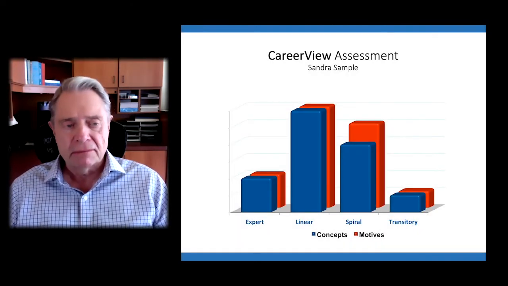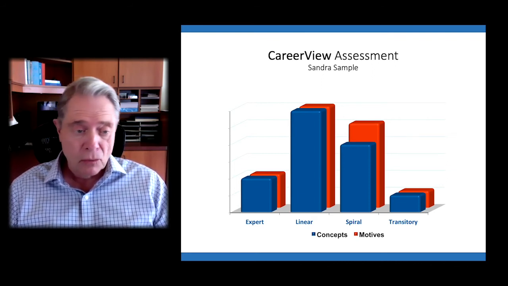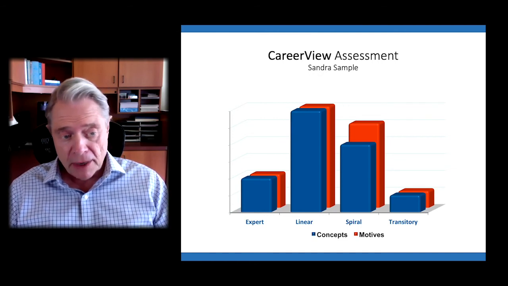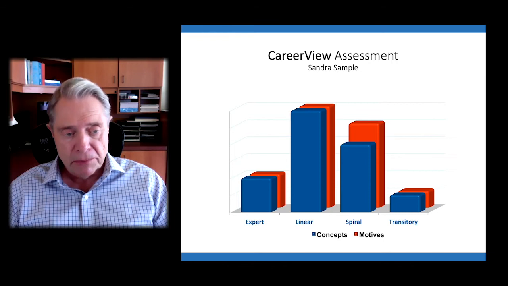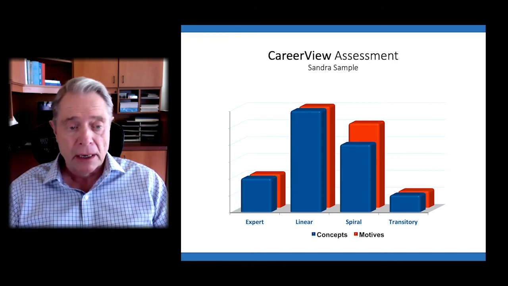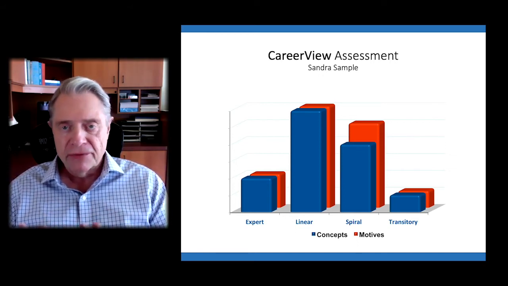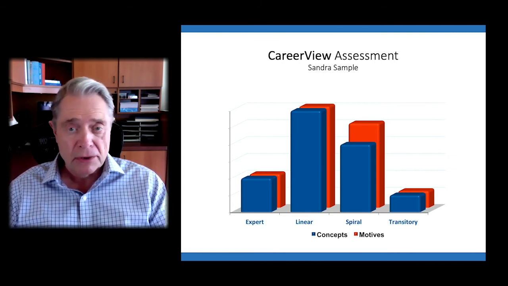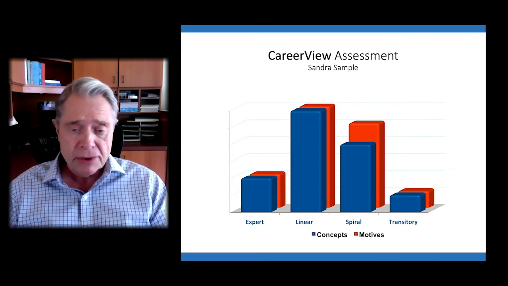Let me introduce you to Sandra. Sandra is a real person whom we assessed with the CareerView assessment, and this is her profile. As you can see, there are two profiles here. One in front, the blue profile, the one in back, the red profile. The blue bars up front represent Sandra's ideal career concepts profile, and you can see the scores that stand out most prominently are in the linear and spiral category. So she would have the profile up front, at least what's in her head, of being a good fit with a general management career track, linear and spiral. It could be spiral and linear. That's Sandra up front, her ideal career concepts. We look at the back row, the red bars, those are her career motives.